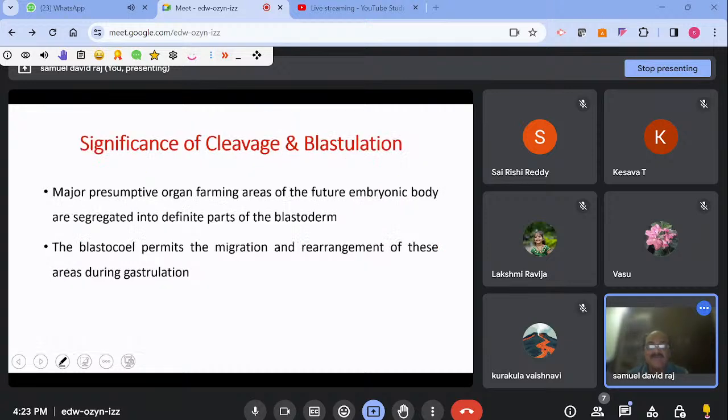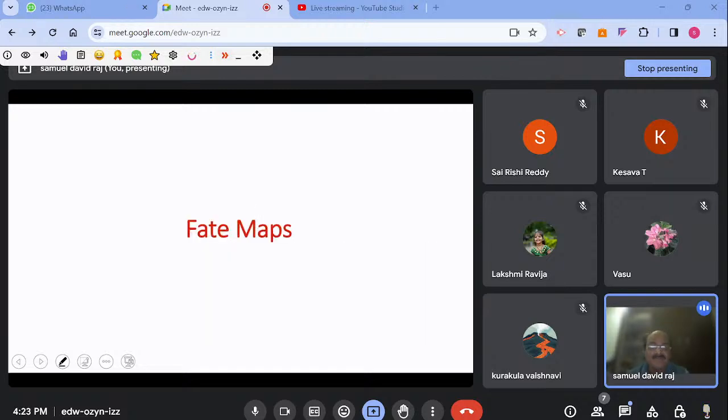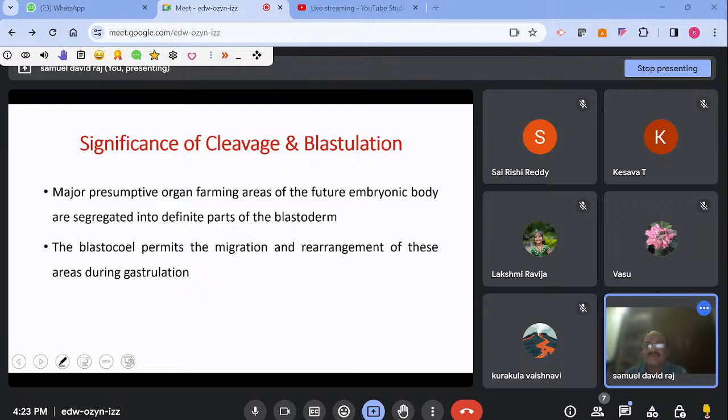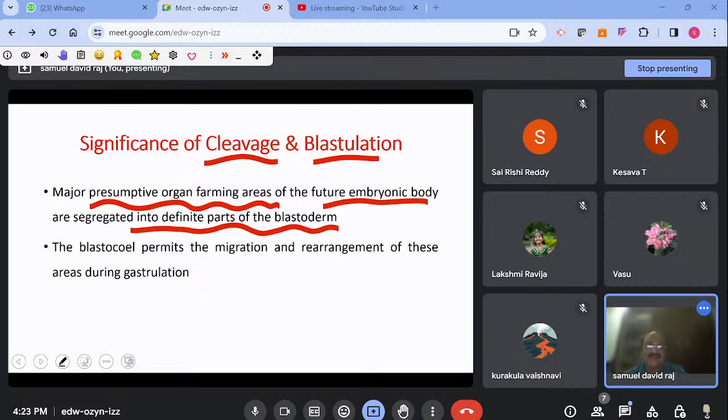In tomorrow's class, we'll discuss fate maps and gastrulation. Before that, let me close with this: the significance of cleavage and blastulation. These two processes are responsible for the formation of presumptive organ forming areas of the future embryonic body, so that they are segregated into definite parts of the blastoderm. If this is the blastoderm, this blastoderm is having all the cells.